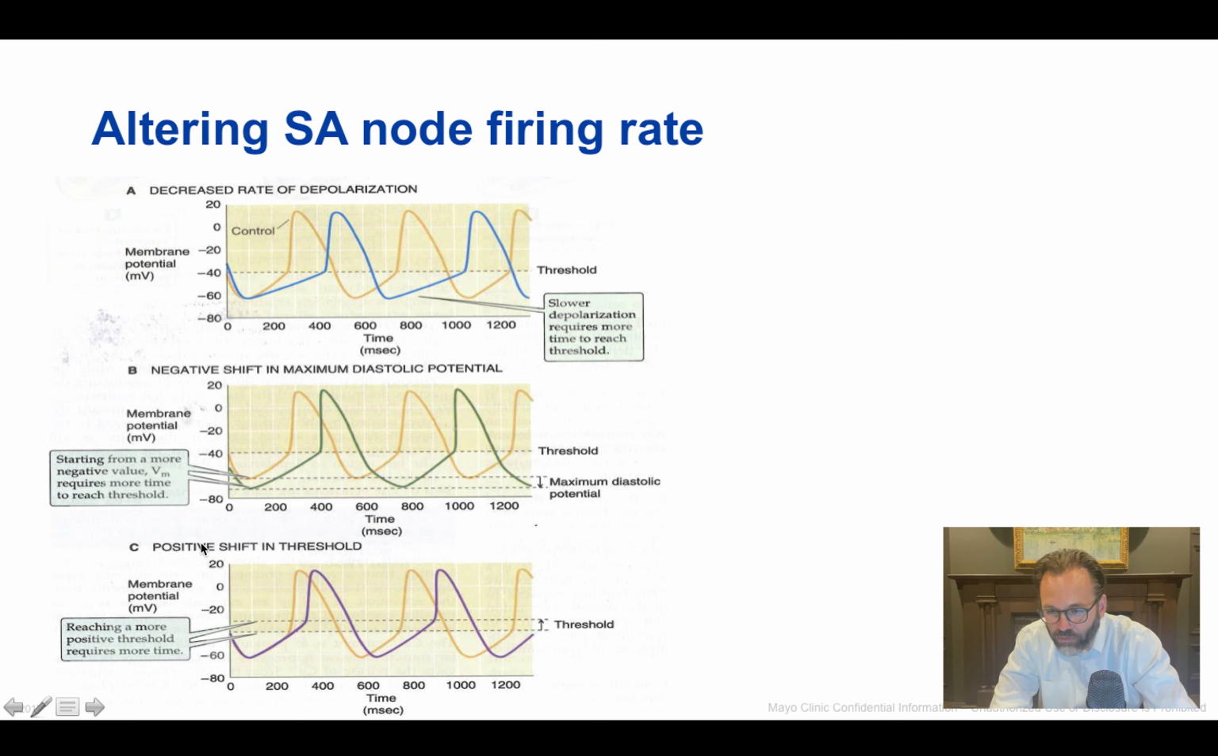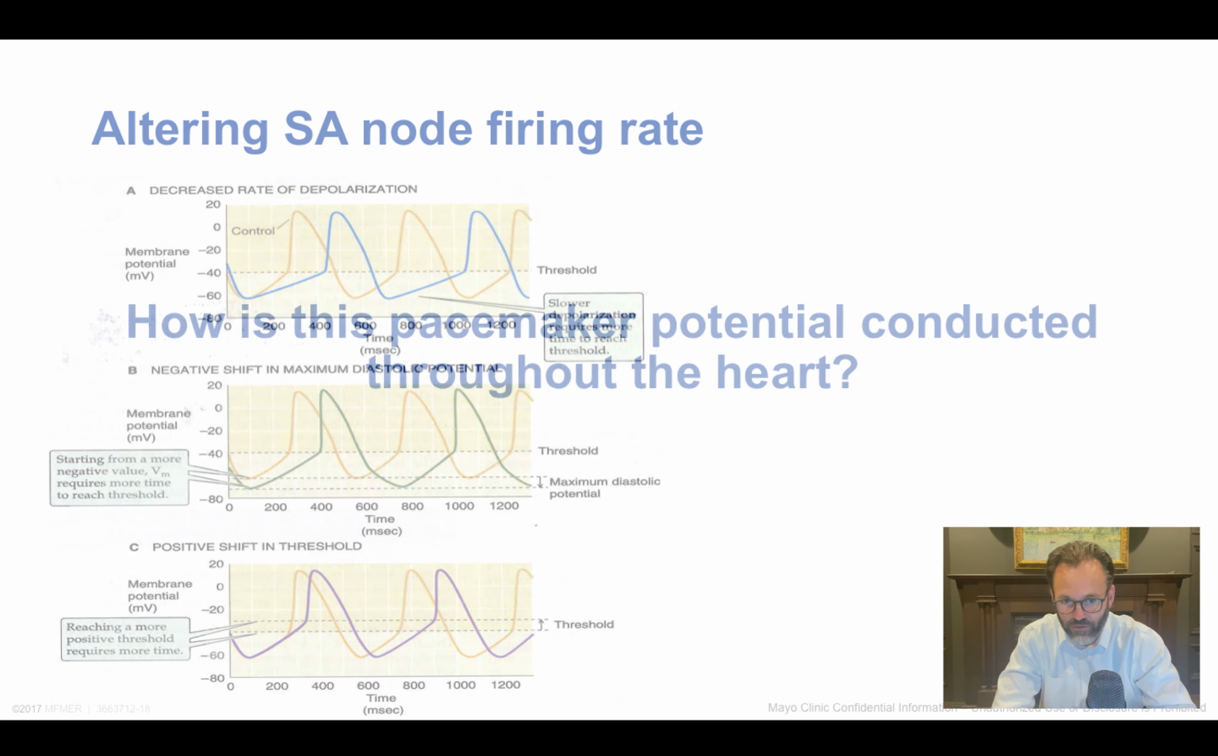And finally, you can have a positive shift in the threshold, so really moving from a threshold of, let's say here, minus 40 to minus 30, for example. And so what you can see here is that even though you have the same rate of upslope, it takes you a longer period of time to reach that new threshold for firing of the action potential, ultimately slowing rate. Now, reciprocally, you can increase the rate of depolarization. You can have a less negative shift in the diastolic potential, or you can have a more negative shift in the threshold potential to accelerate cardiac tissue firing and accelerate heart rate, and ultimately respond more effectively to physiological stressors.